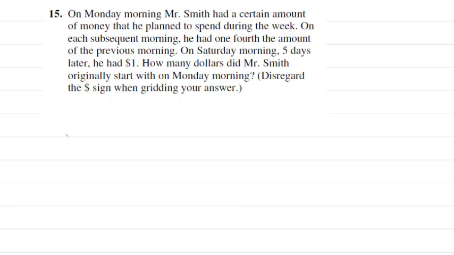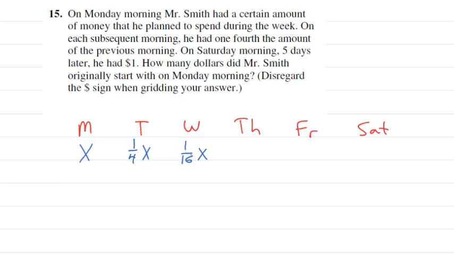Like I said earlier, on a heavy, wordy problem, the best thing you could do is visually lay out the information that's been given to you. So we have Monday, Tuesday, Wednesday, Thursday, Friday, and Saturday. On Monday, we started with some amount. Each day, we had a fourth of what we had the previous day. So x times 1/4 is 1/4 x. 1/4 x times 1/4 would be 1/16 x. 1/16 times 1/4 is 1/64 x.